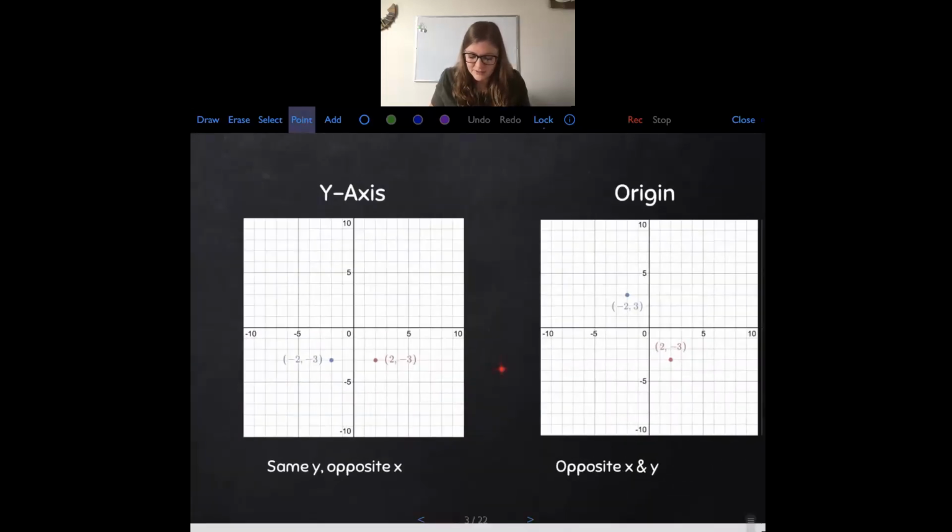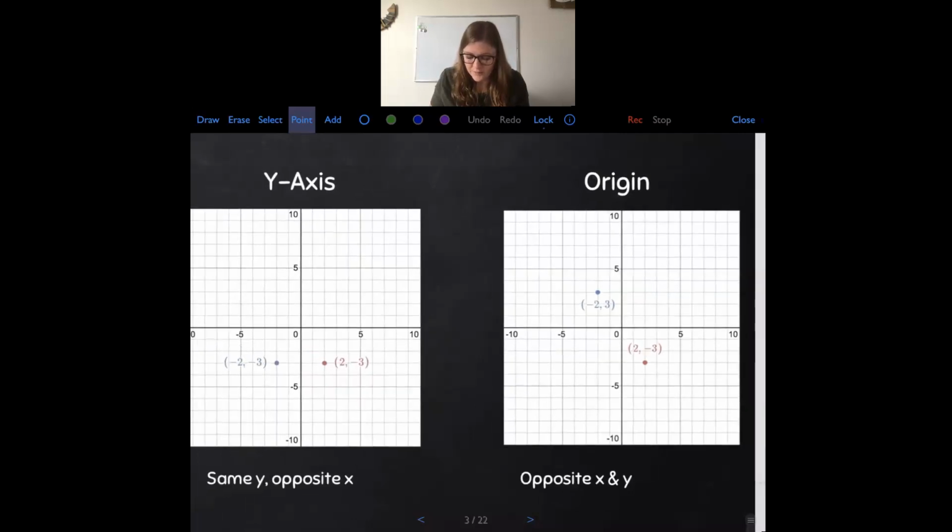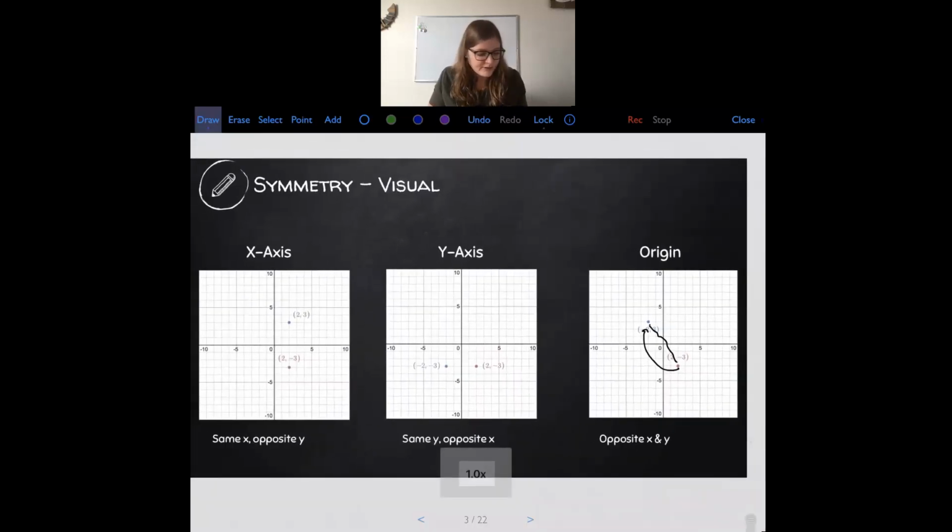The last type of symmetry we have is with respect to the origin. Notice again, using the point 2, negative 3, the point symmetric with respect to the origin has opposite x and y values. If we were to rotate this point about the origin 180 degrees, so half a circle, that gives us symmetry with respect to the origin. In this case, we have the opposite x value, negative 2, and the opposite y value, positive 3. So when we're talking about symmetry with respect to the origin, we need to rotate it 180 degrees and see if it still looks the same. So that's a visual on symmetry.